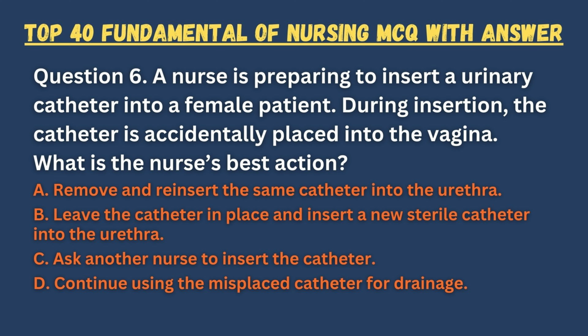Question 6. A nurse is preparing to insert a urinary catheter into a female patient. During insertion, the catheter is accidentally placed into the vagina. What is the nurse's best action? A. Remove and reinsert the same catheter into the urethra. B. Leave the catheter in place and insert a new sterile catheter into the urethra. C. Ask another nurse to insert the catheter. D. Continue using the misplaced catheter for drainage.